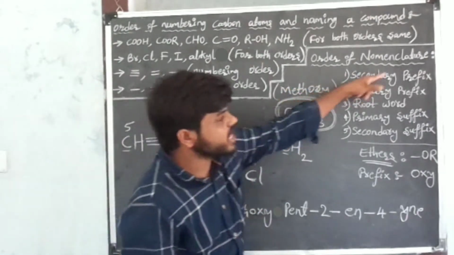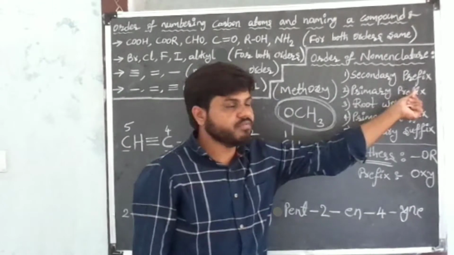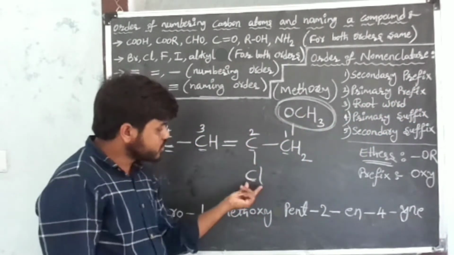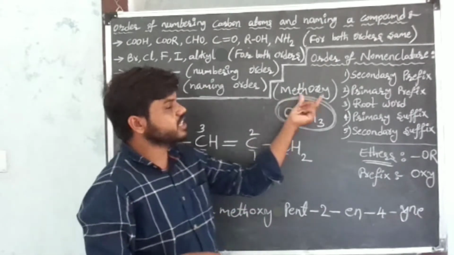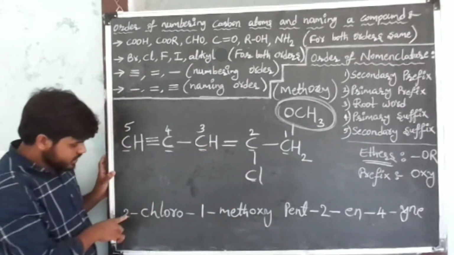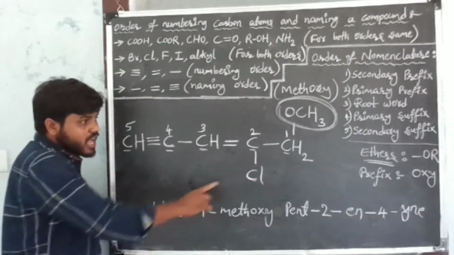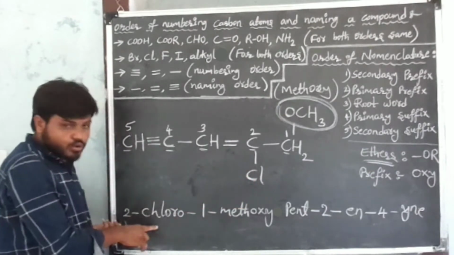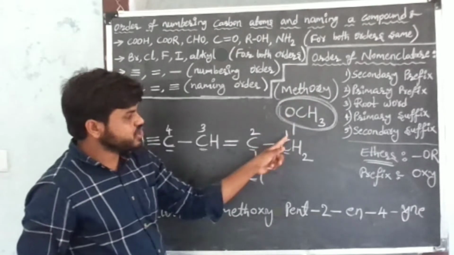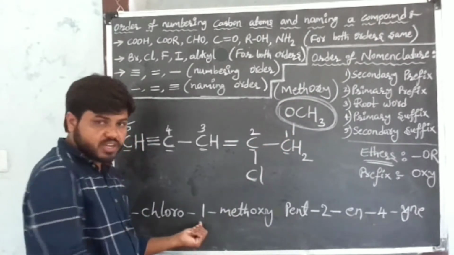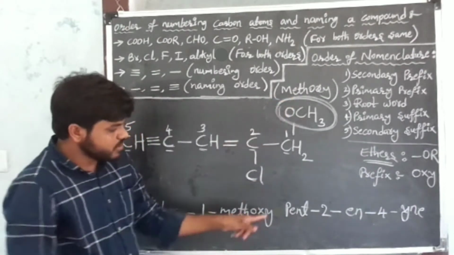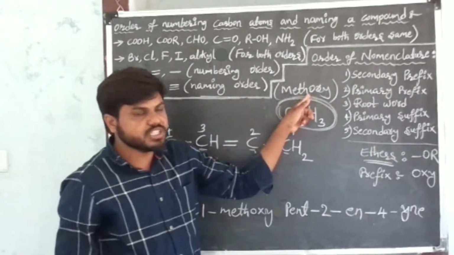First write the secondary prefixes. Here the secondary prefixes are chlorine and methoxy. First write the chlorine prefix, then take the methoxy. The position of chlorine is second, and the chlorine prefix is chloro. Now take the methoxy. The methoxy position is 1, and the methoxy prefix is methoxy. Chlorine completed, methoxy completed.